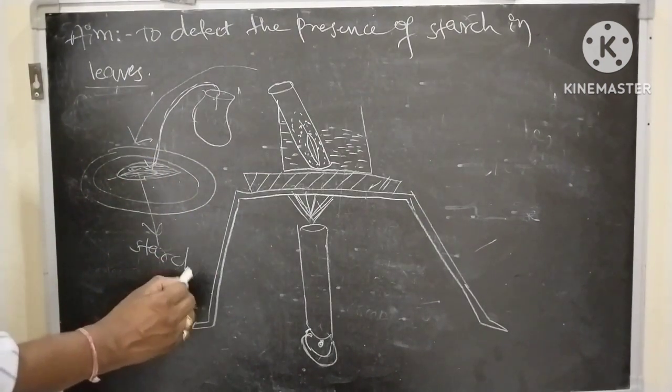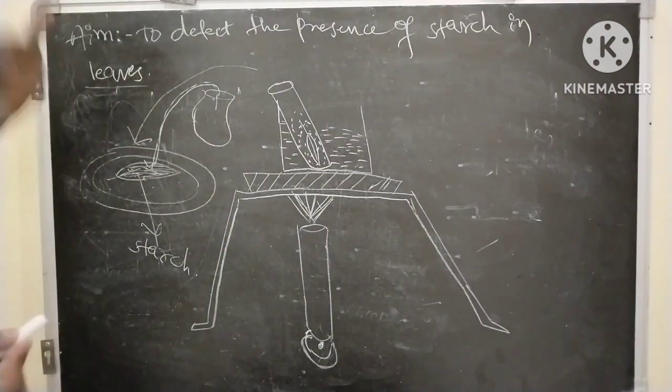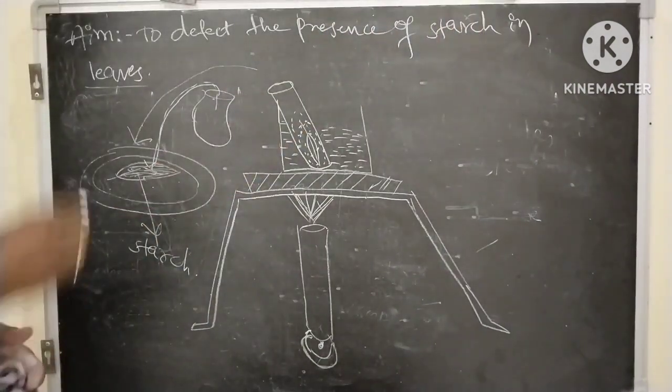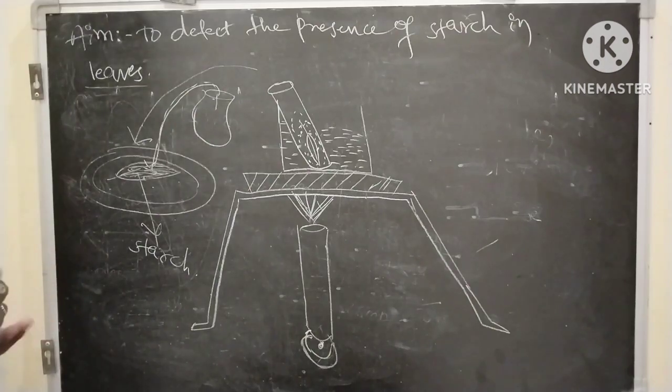So from this experiment we prove that we can detect the presence of starch in leaves. We will discuss another experiment in the next class.